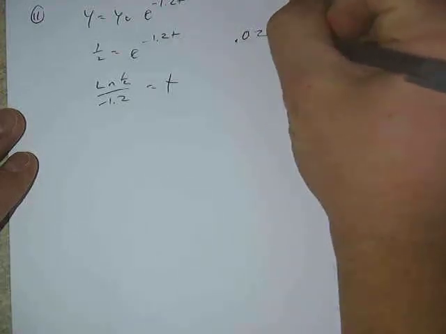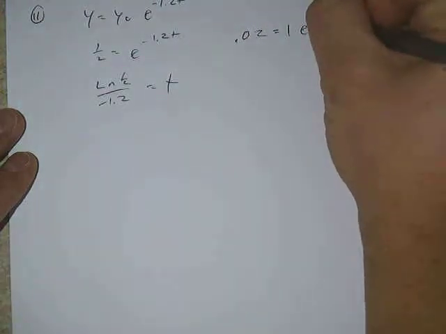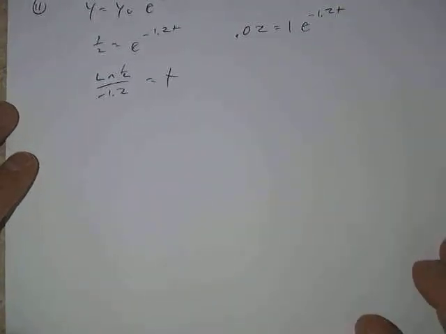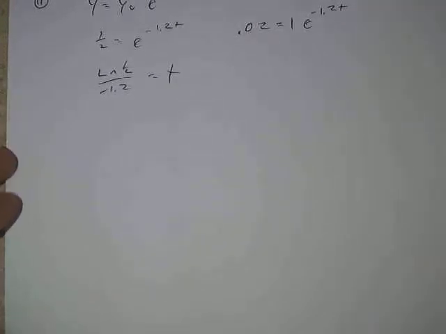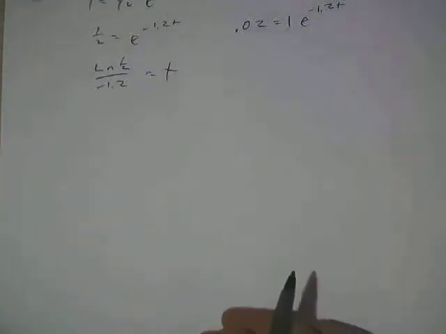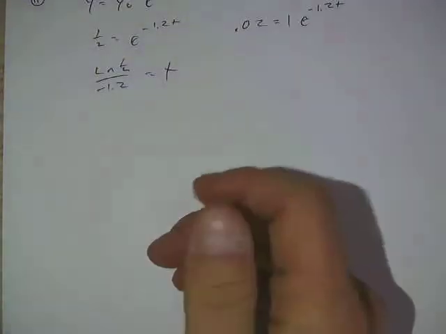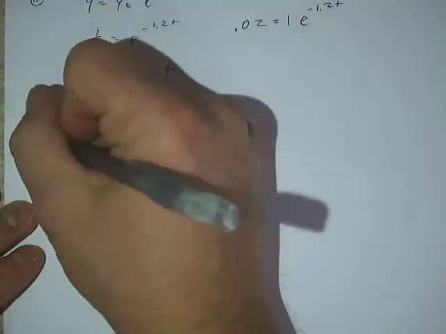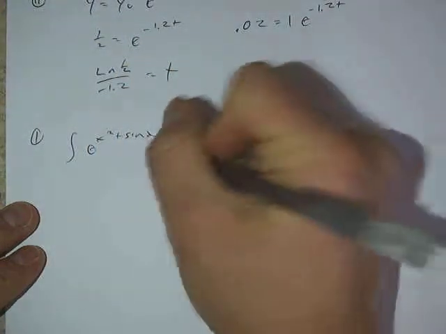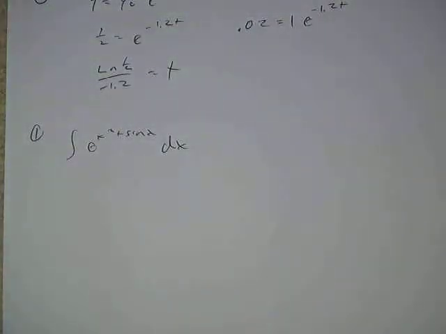All right. What else? Do you remember number 11? We have something similar to the half-life one we had earlier. They already told us what k was, which was convenient, and we want to know what's the half-life. So we just want to solve this for t. Plug 1 in for y sub 0 and half in for y. If we solve that, it's going to be natural log of a half divided by negative 1.2 equals t.